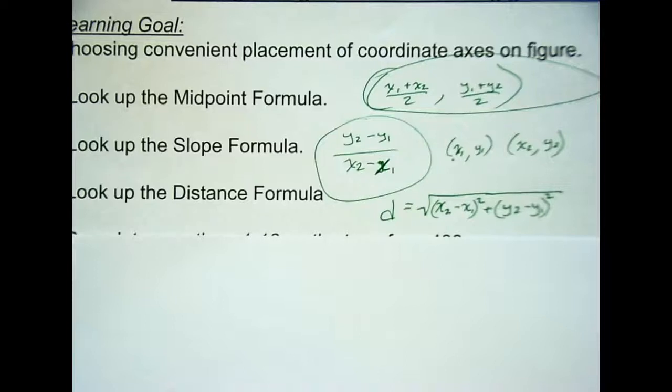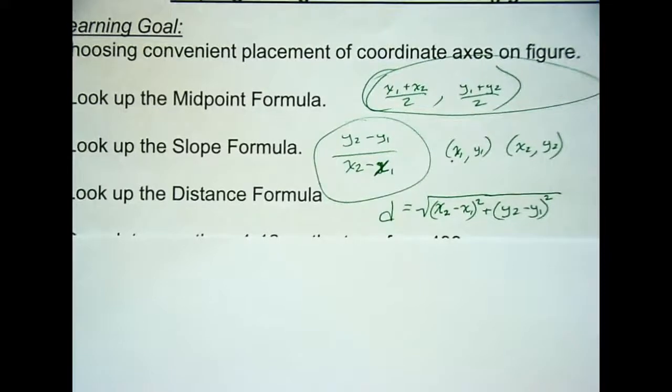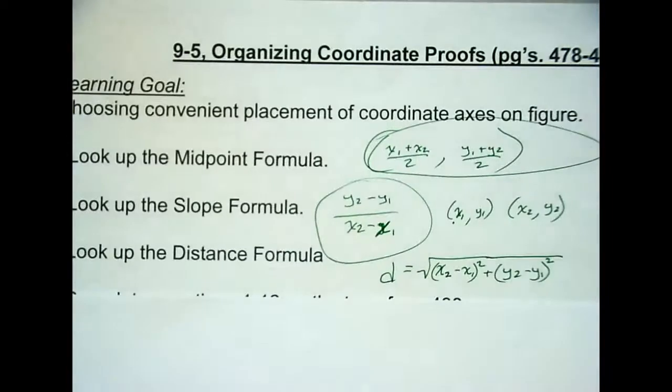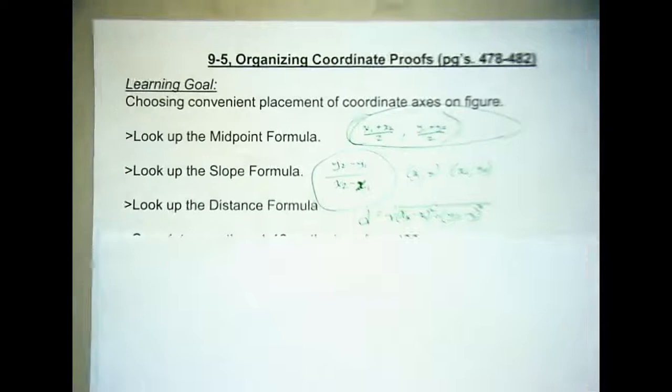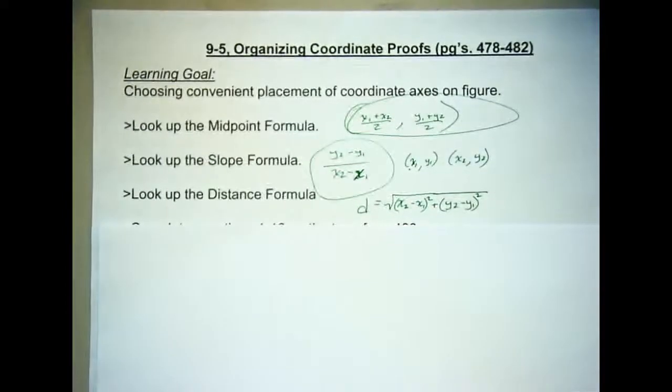Now, really what we're getting into is trying to get ready to do coordinate proofs, okay? That's what this section is, 9-5, organizing coordinate proofs. In 9-6, we're actually going to do some coordinate proofs.